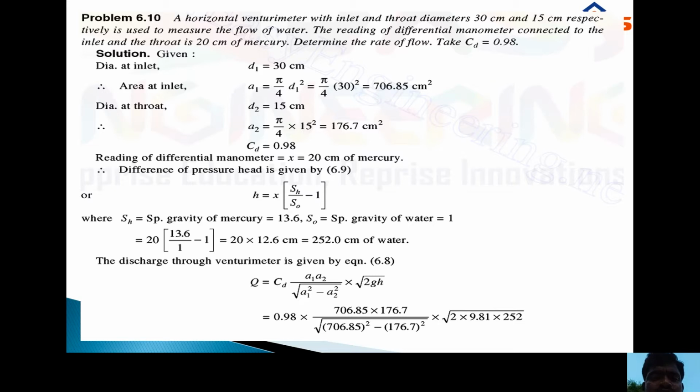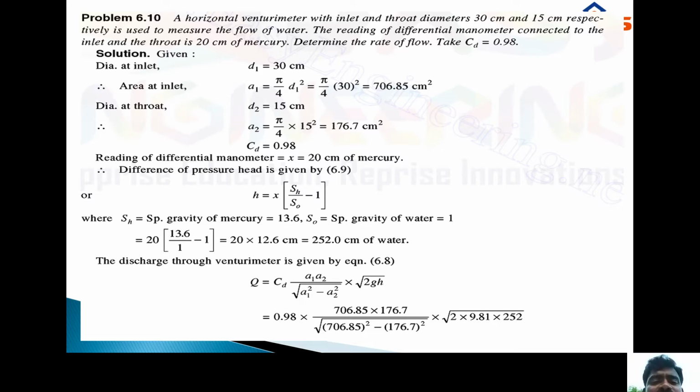Next, the diameter at the throat, D2 equal to 15 centimeters. So D2 equal to 15 centimeters is the throat value. Next, A2 equal to pi by 4 into D2 square, pi by 4 into 15 square, that equals 176.7 centimeter square. CD equal to 0.98, already given in the problem, the coefficient of discharge.